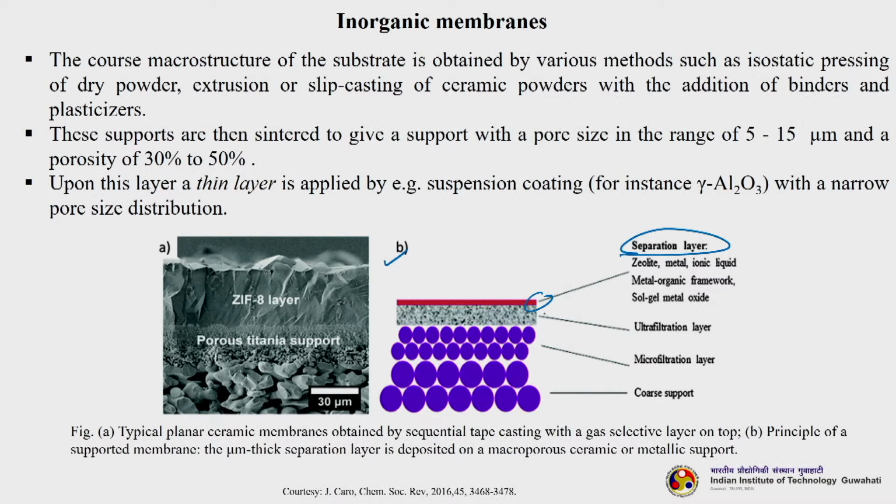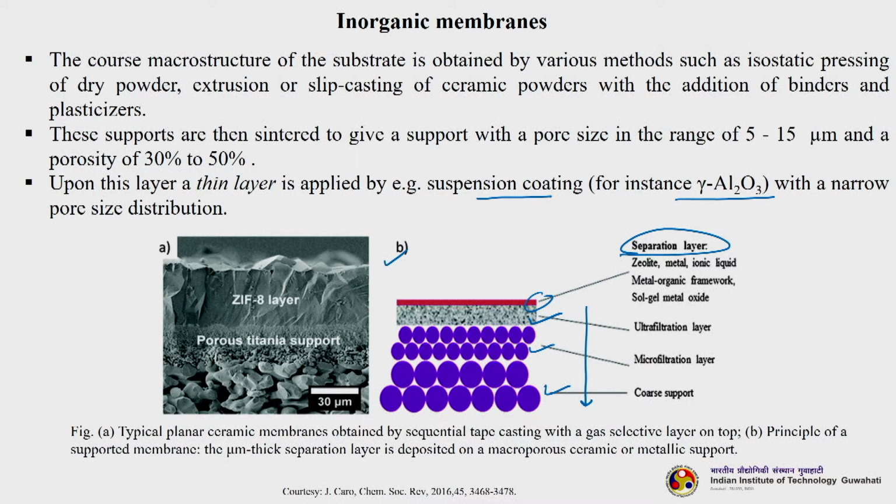Then it is followed by another layer, and another layer. As we gradually move down from top to bottom, the pore sizes of these layers increase. Now, the top layer can be porous, it can be non-porous also, depending upon our intended or targeted separation. The thin layer is usually applied by a suspension coating, for instance gamma alumina, with narrow pore size distribution.